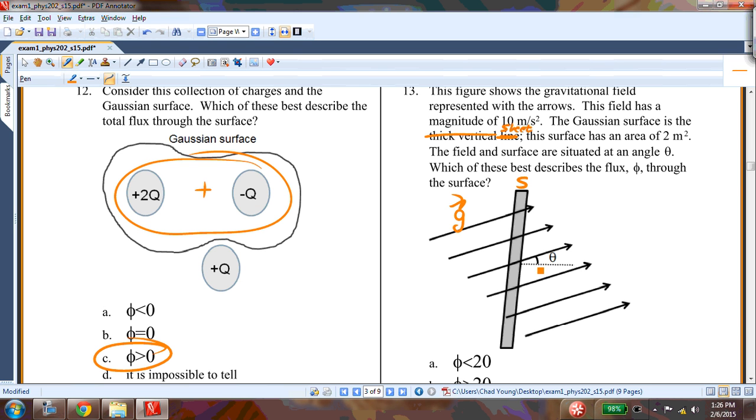Now I know that they're separated by this angle theta, and I know that the flux is equal to the sum of E dot dA, or that's E cosine theta dA. So if my angle theta is 90, where the field and the area are perpendicular to one another, then it's equal to the field times the area. The field is 10, the area is 2, so the maximum it could be would be 20.